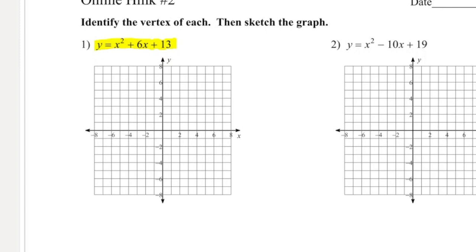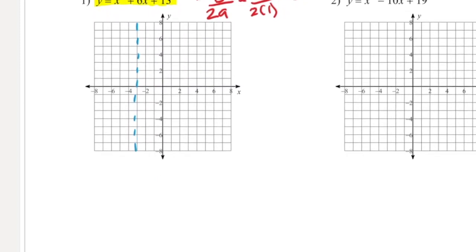Now the formula that I'm going to use to help me get started is negative B over 2A. For this equation, that would be negative 6 over 2 times 1, which is negative 3. That tells me that x equals negative 3 is the axis of symmetry. So I can draw a line through negative 3, and somewhere on that line will be the vertex. To find the vertex, I have to substitute negative 3 into the original equation.